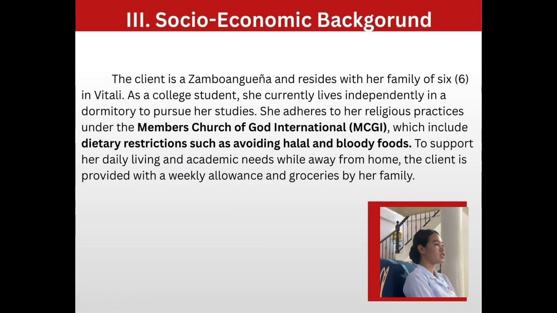So next is the socio-economic background of our client. She is a Zamboangueña living in a dormitory as a college student. She follows the dietary practices of Members Church of God International, or the MCGI, avoiding halal and bloody foods. Her family supports her through weekly allowances and groceries.